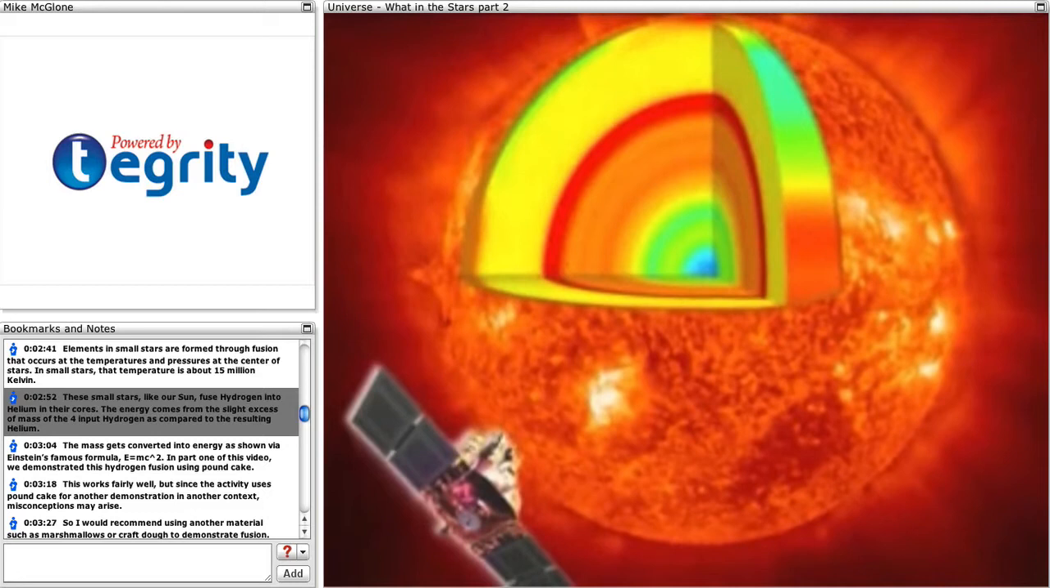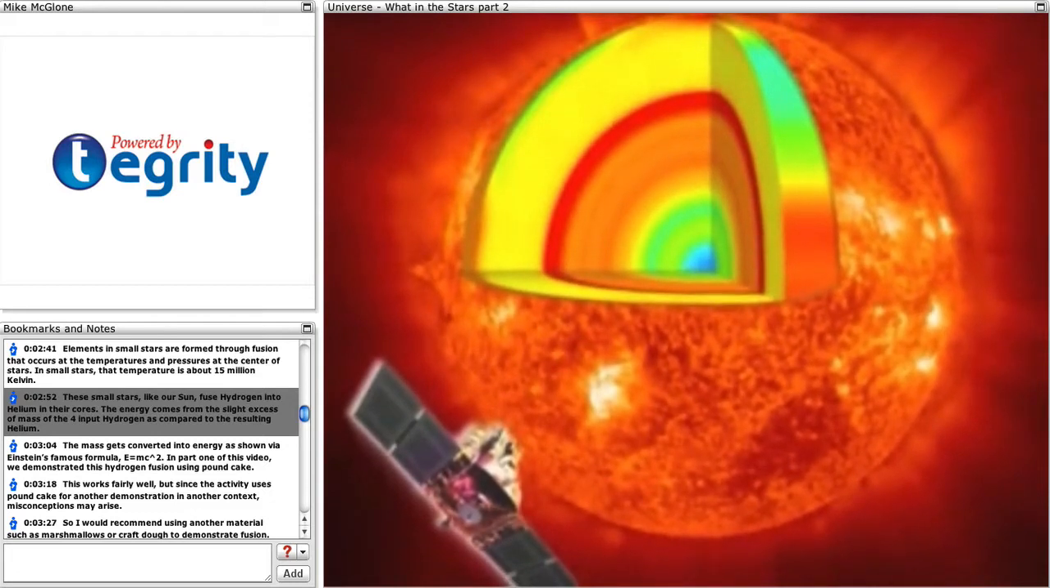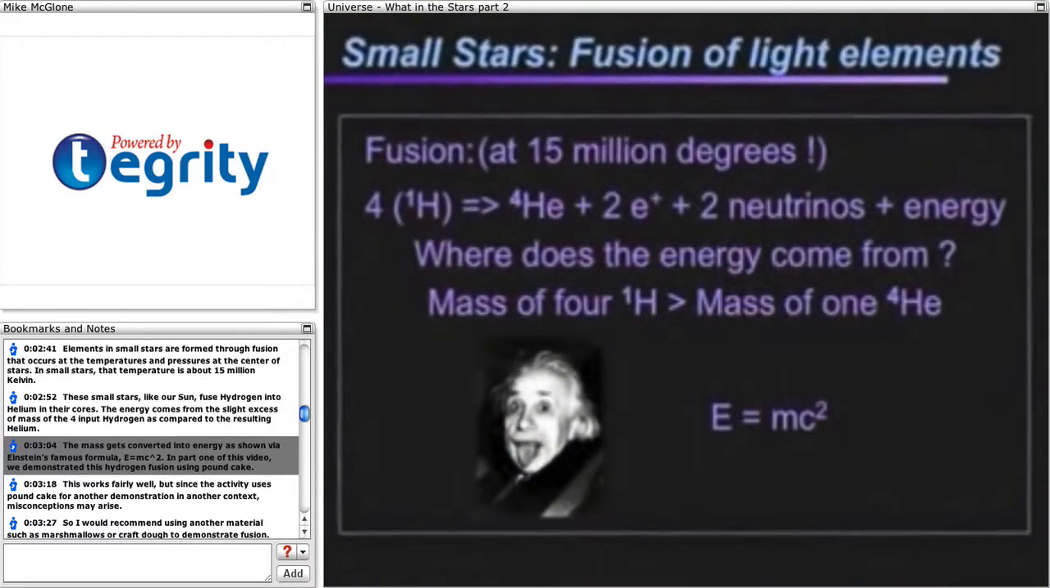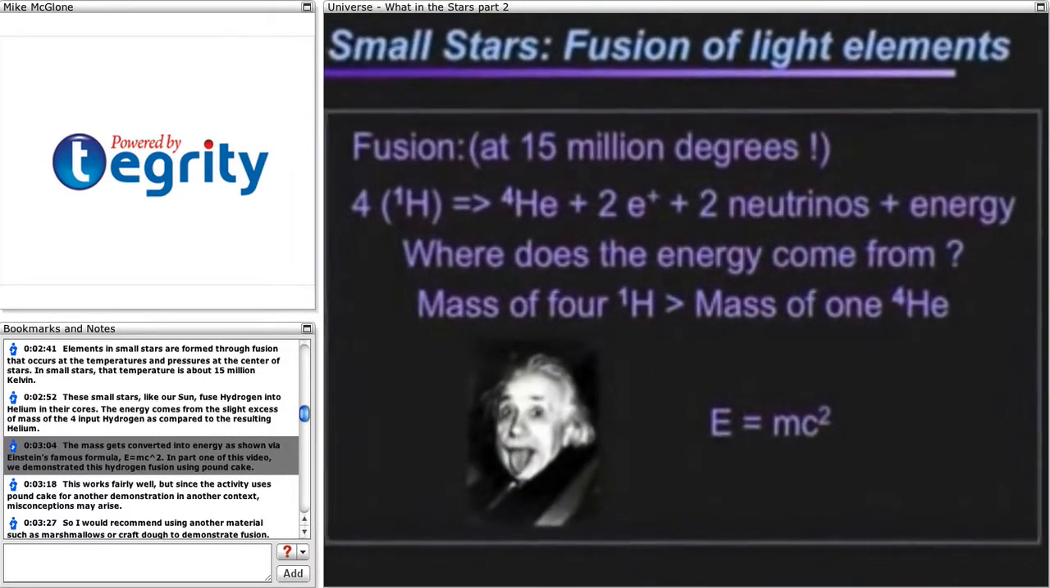The energy comes from the slight excess of mass of the 4 input hydrogen as compared to the resulting helium. The mass gets converted into energy as shown via Einstein's famous formula E = mc squared.